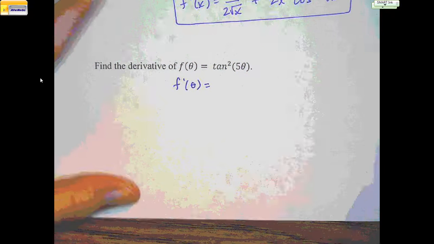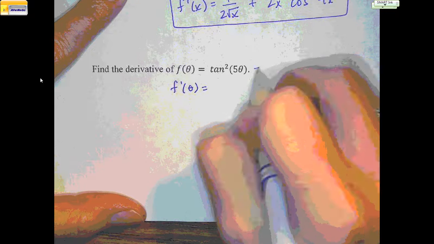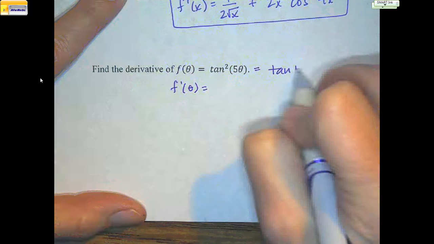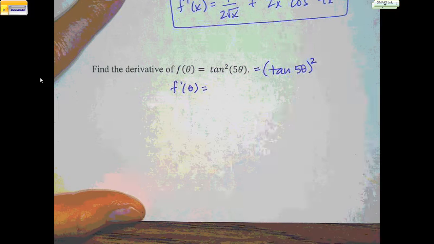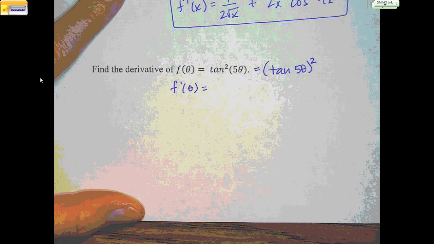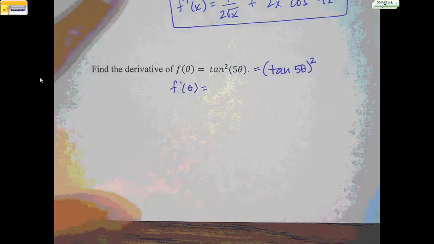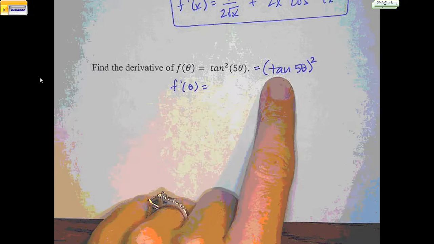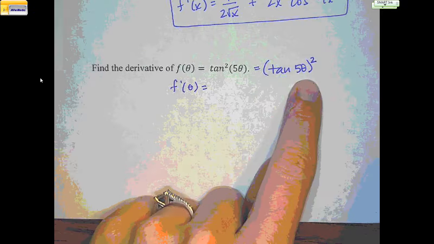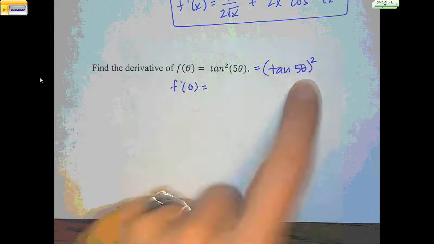I'm going to rewrite this because some of you guys need to see it written like this. I have tangent of 5 theta and the whole thing is being squared. For some of you, that'll make a difference. So we find the derivative of the outer function, then the derivative of the inner function, and then the derivative of the innermost function. This is one of those peanut M&Ms or pretzel M&Ms.